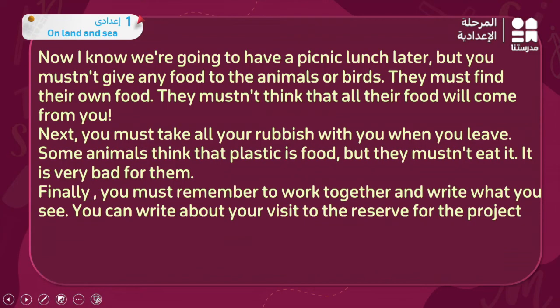Finally, you must remember to work together and write what you see. You can write about your visit to the reserve for the project. Okay, so finally, you must remember to work together.